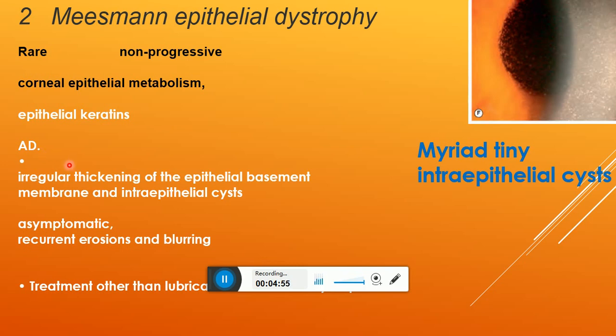The histology shows irregular thickening of the epithelial basement membrane and intraepithelial cysts. The patient may be asymptomatic. There may be recurrent erosions and mild blurring. There are tiny intraepithelial cysts of uniform size but variable density. Density is maximal centrally and extends towards but does not reach the limbus. The cornea may be slightly thinned, and sensation is reduced. Treatment other than lubrication is not normally required. So this was Meesmann epithelial dystrophy.